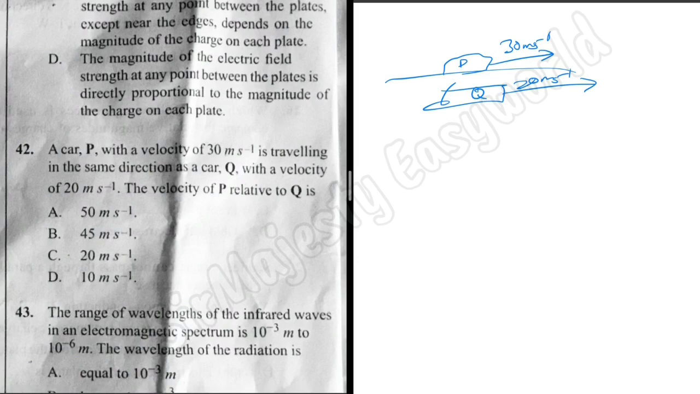P is moving at a higher speed than Q, but somebody inside Q, seeing someone inside P, will actually feel a relative velocity of 30 minus 20, that's 10 meters per second, because he's already traveling at a high velocity of 20 meters per second. So the relative velocity will subtract both of the velocities, and they are moving in the same direction. This is called vector addition. So this will give us 10 meters per second. So the velocity of P relative to Q is 10 meters per second.